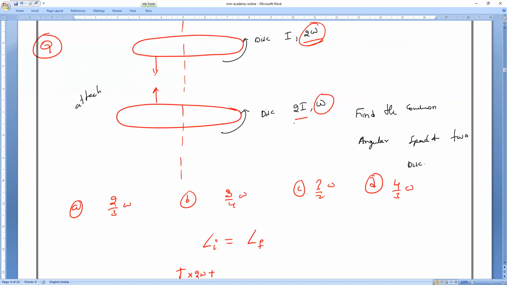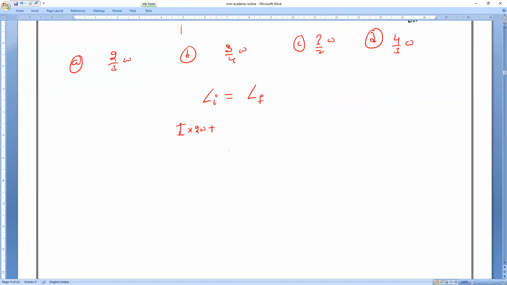Second disc initial inertia is how much? 2I, and angular velocity is omega. So 2I into omega, which is equal to the final. After that, both are attached. Attached means what will happen? Inertia becomes 2I plus I, which is equal to 3I.